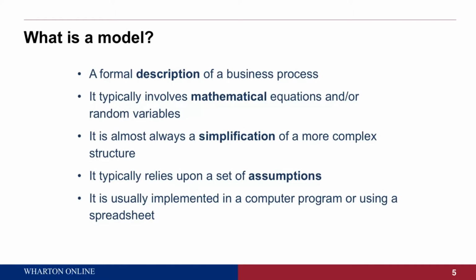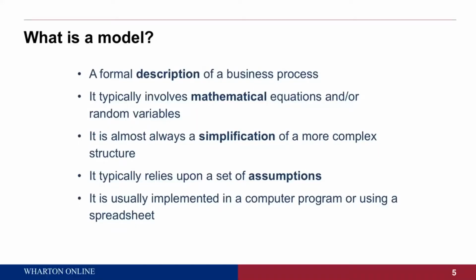Now, that description is invariably going to involve a set of mathematical equations and incorporate what we term random variables. We'll discuss this in more detail in a later module, exactly what random variables are. But these are the elements typically of a quantitative model. Now, it's important to realize that it's almost always a simplification of the more complex business process. And so it's an art as well as a science to achieve a suitable level of simplification.